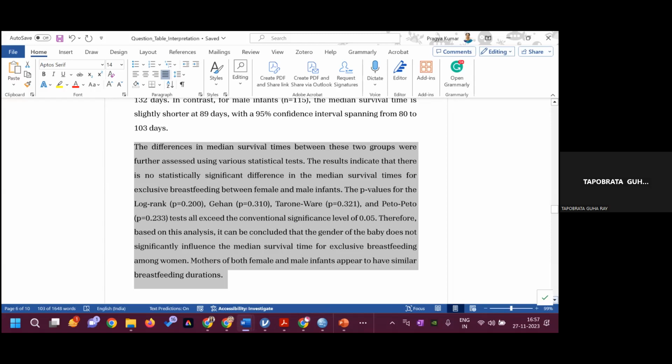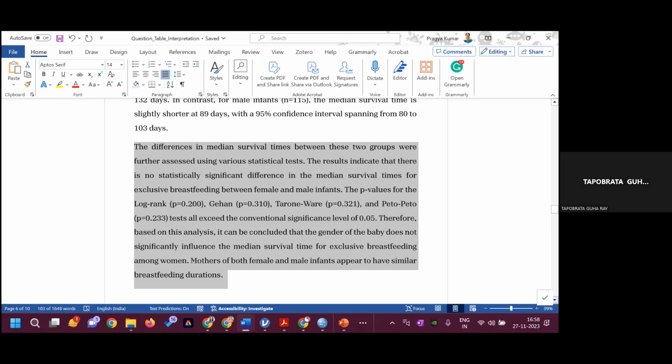The differences in median survival times between these 2 groups were further assessed using various statistical tests. The results indicate that there is no statistically significant difference in the median survival times for exclusive breastfeeding between female and male infants. The p-values for the log rank is 0.200. For Gehan, it is 0.310, and for Tarone-Ware, it is 0.321. And for Peto, it is 0.233. Tests all exceed the conventional significance level of 0.05.